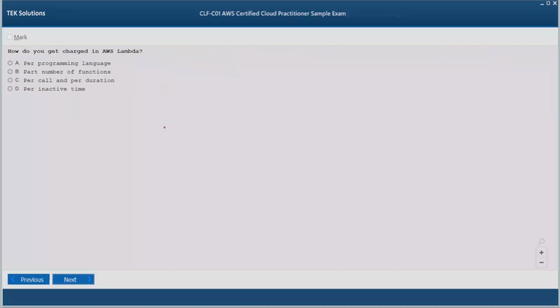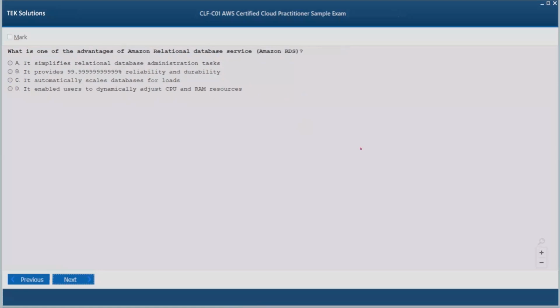How do you get charged in AWS Lambda? A. Per programming language. B. Per number of functions. C. B is per number of functions actually. It's a typo. C. Per call per duration. D. Per inactive time. And the answer is per call per duration. That's how you get charged in AWS Lambda.